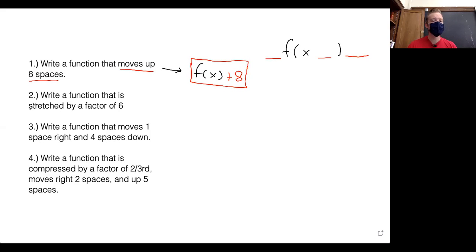This second one here we see is stretched by a factor of 6. Stretches and compressions are always the number that's in front of the f right here. So for us, this will have a 6 and then f of x.